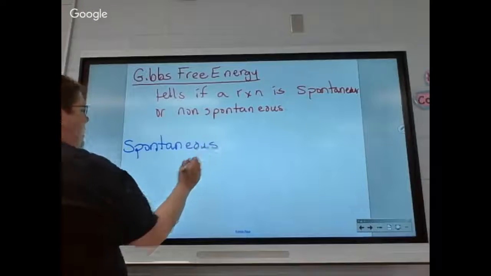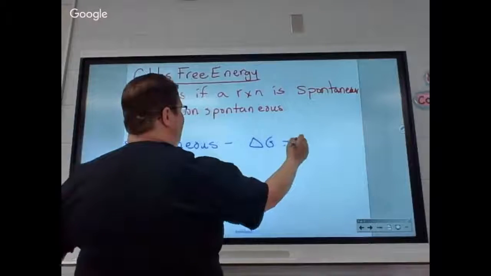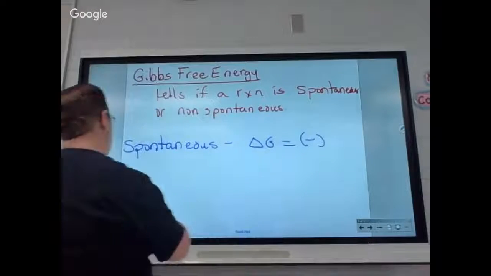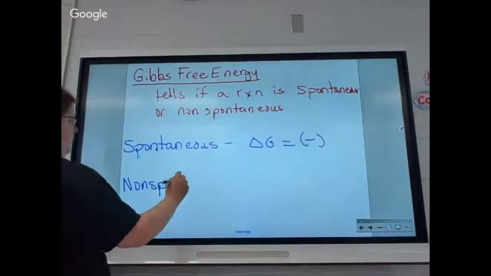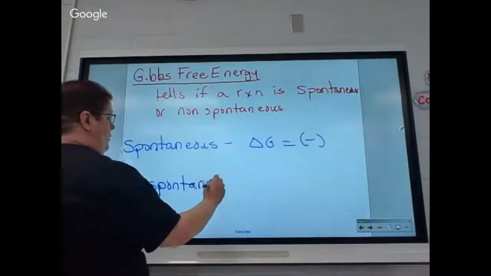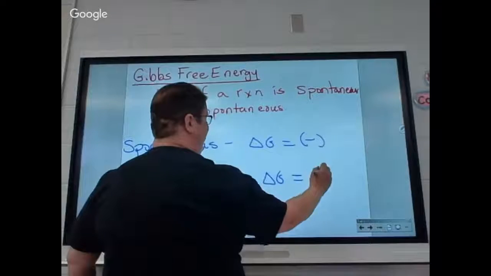All right, a spontaneous reaction means delta G is negative. A non-spontaneous reaction means delta G is positive.